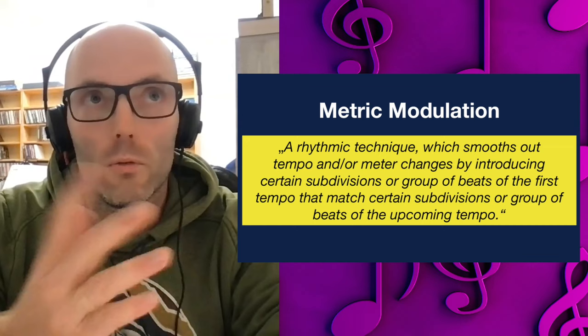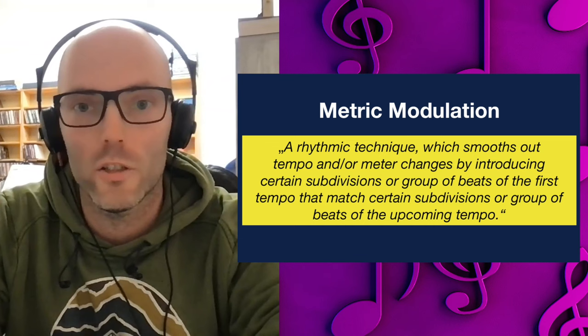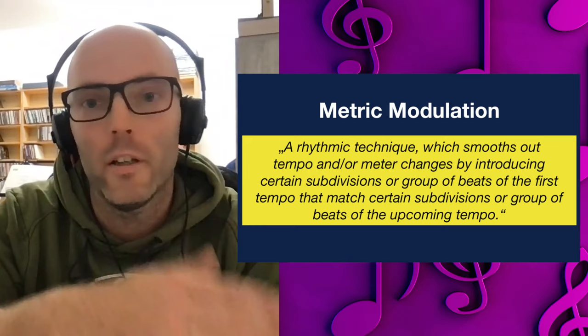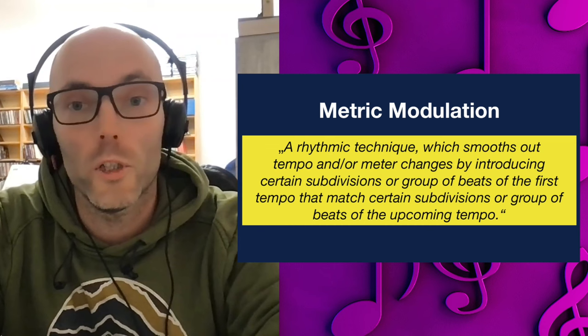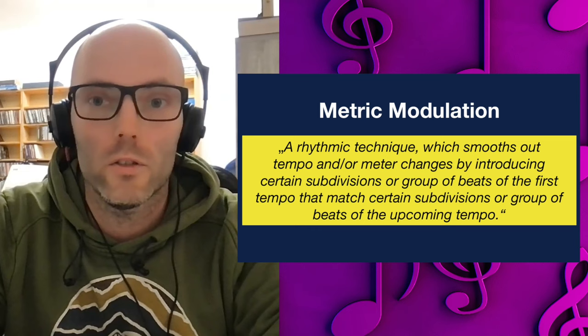On the already shown slide, we summarize the concept of metric modulation in words. It's a rhythmic technique which smooths out tempo and or meter changes by introducing certain subdivisions or groups of beats of the first tempo that match certain subdivisions or groups of beats of the upcoming tempo. In other words, the two tempos always have a rhythmical relationship to each other. So let's check out what happens if we take, for example, quarter note triplets modulating to quarter notes. Let's have a look at the next slide.